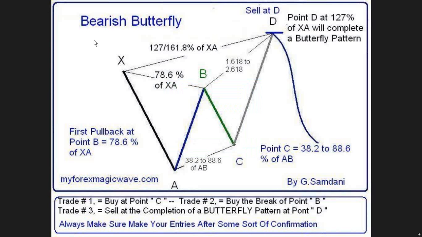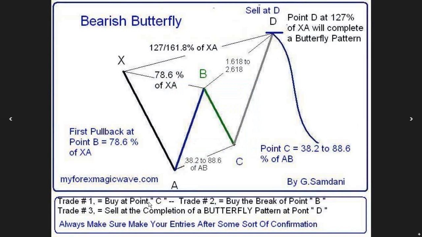See, this is a bearish butterfly, right? It ends around 127 and 1.618 at D, and then drops. This is the idea: when it gets to D, then drop. But my specialty is that I find the point C, and I calculate the possibility that we are going towards point D. And look at that, it's a long distance to go there. It's a lot of pippage. So this is my idea.